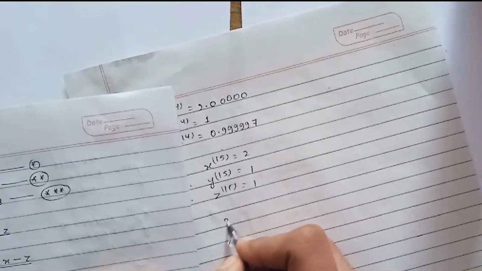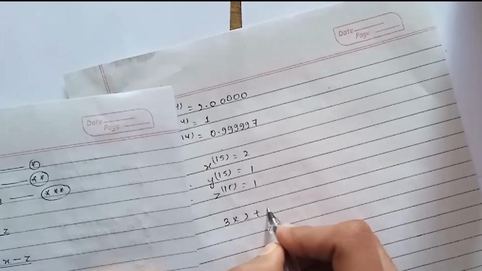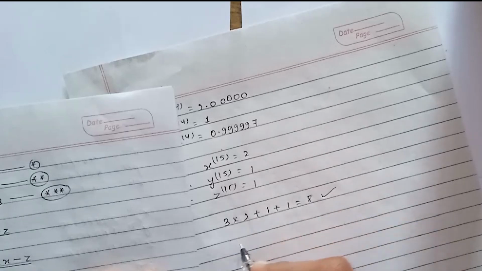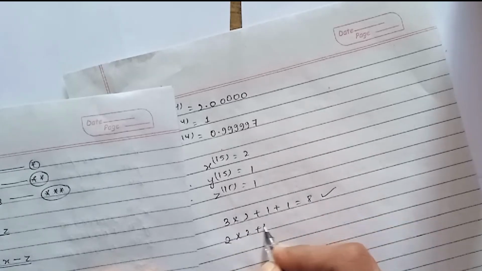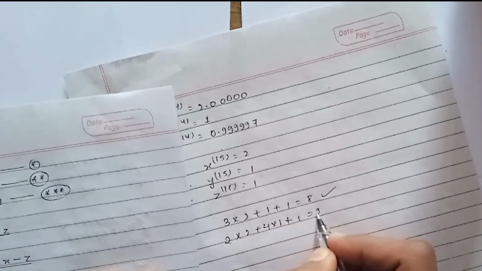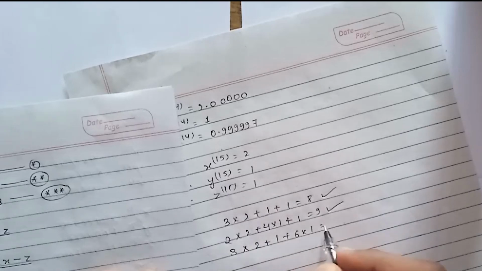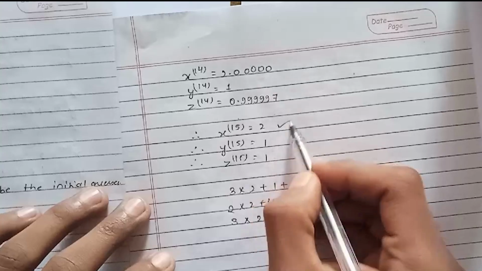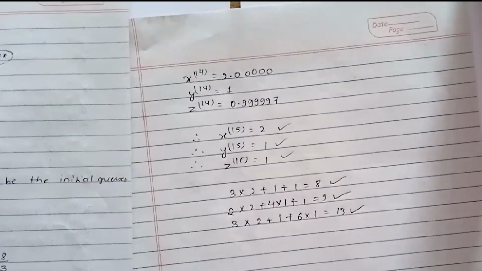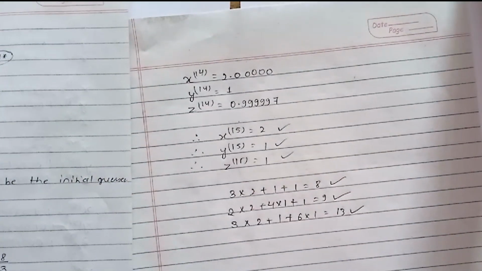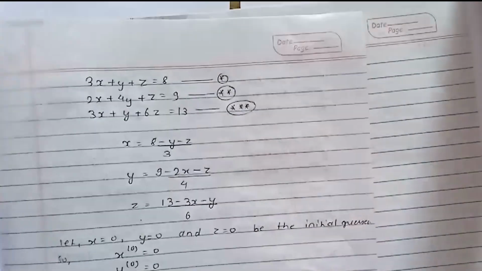So let us put the values in the above equations, whether we are getting the same equations or not. So let us check. 3 into 2 plus 1 plus 1 equals 8, this is right. 2 into 2 plus 4 into 1 plus 1 equals 9, nice, this is also right. And 3 times 2 plus 1 plus 6 times 1: 6 plus 6 is 12, plus 1 is 13. So our values 2, 1, 1 are correct. This is the method using Gauss Seidel iteration for obtaining the values for the given set of equations. Thank you.